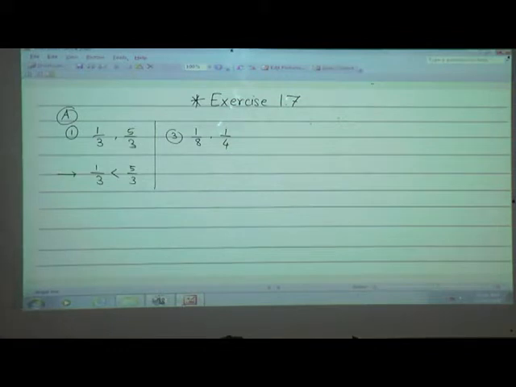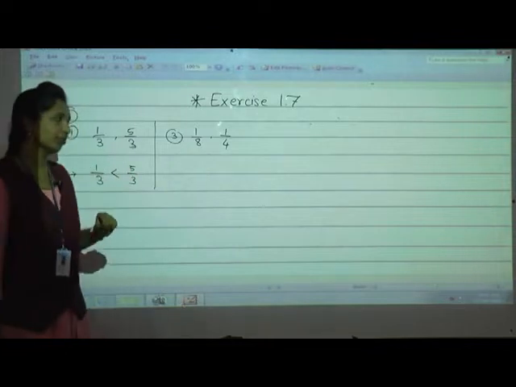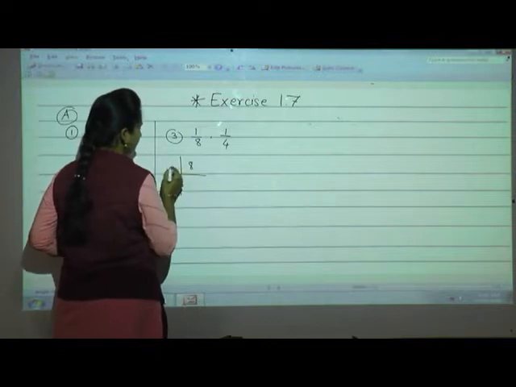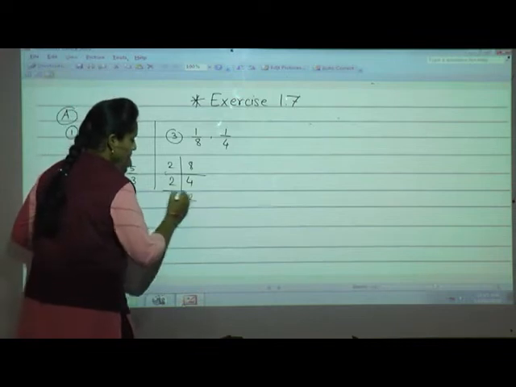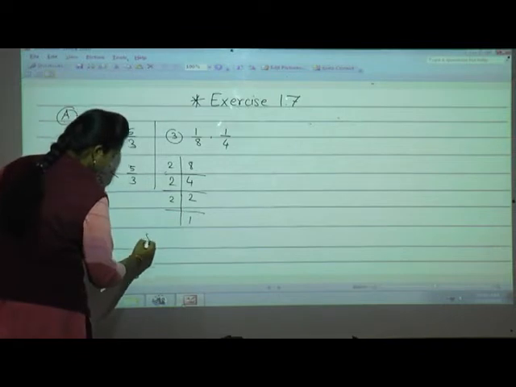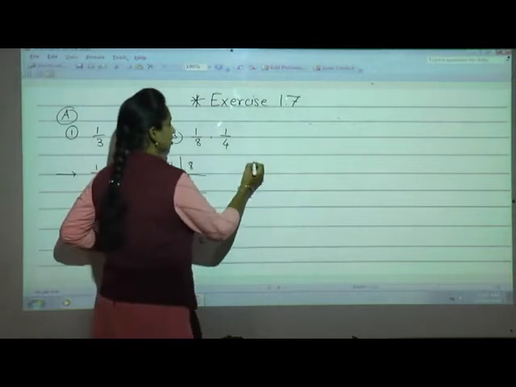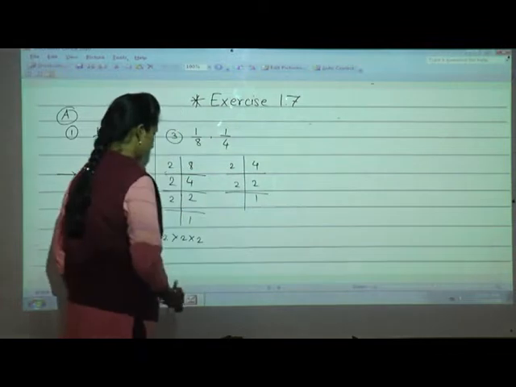Now see, just observe the numbers. Are the denominators same? No. So what to do? First we need to find out the LCM of both the denominators. First I will find out for the denominator 8. Now see, 2 4s are 8, 2 2s are 4 and 2 1s are 2. So the numbers are 2 multiplied by 2 multiplied by 2. Now 4: 2 2s are 4, 2 1s are 2.